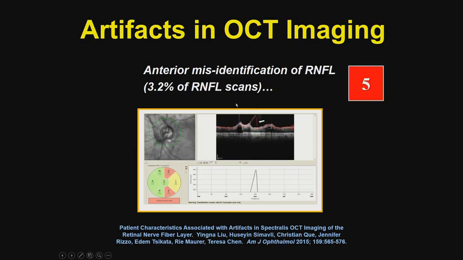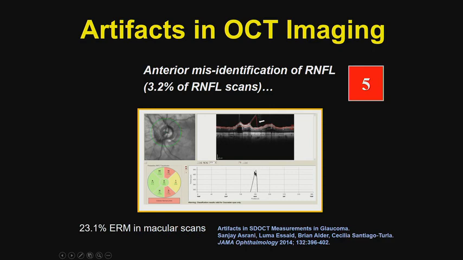So now number 5, more common artifacts is anterior misidentification of the RNFL, such as traction or other things that are pulling on the nerve fiber layer. And so here you can see the computer is incorrectly segmenting the anterior RNFL too high, and this gives artifactually thick nerve fiber layer measurements that are in the supraphysiologic range of 400 or 500 microns.